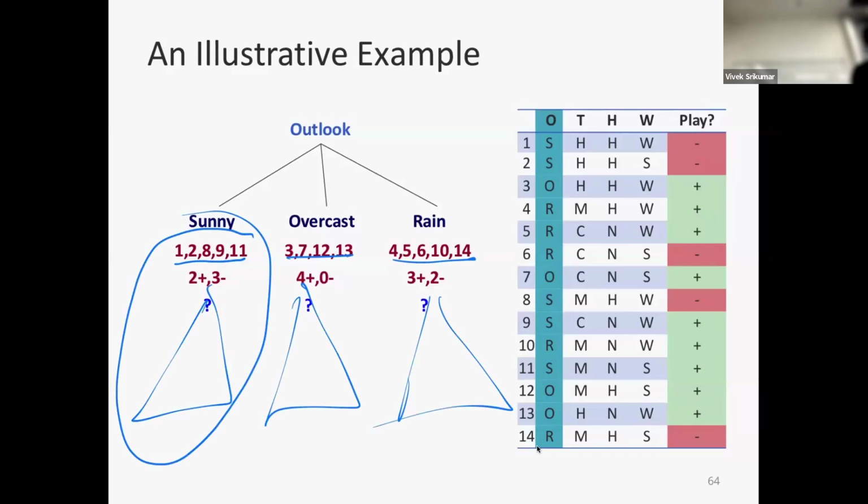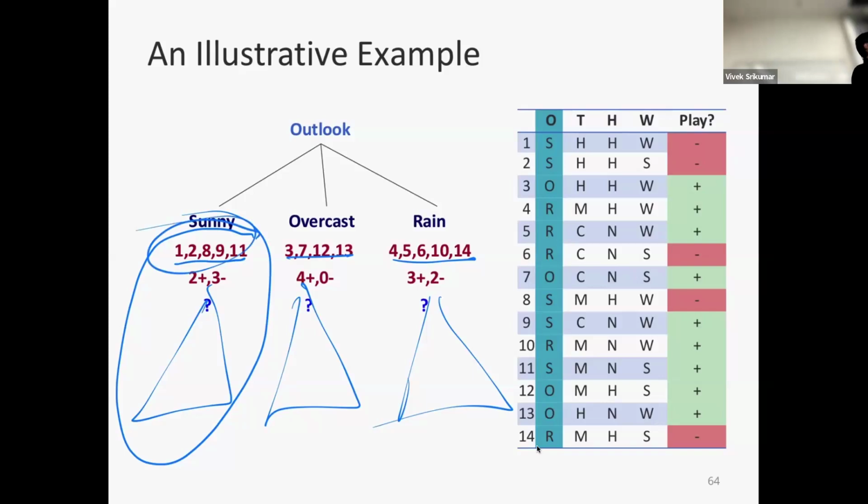Under overcast, I'll be using rows 3, 7, 12, and 13, and I'll use the rest of them for the third group. And I need an algorithm that can take a set of examples and produce a tree. Do I have such an algorithm? I do. It's ID3. So I can make a recursive call to ID3 using only these subsets of examples.